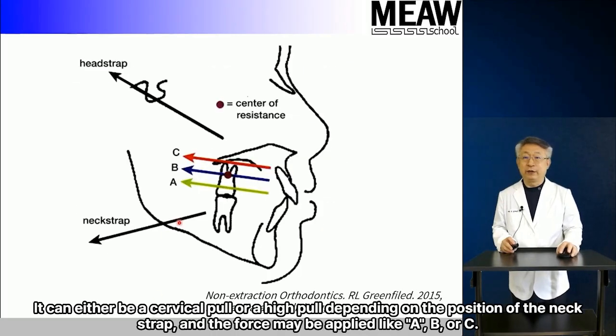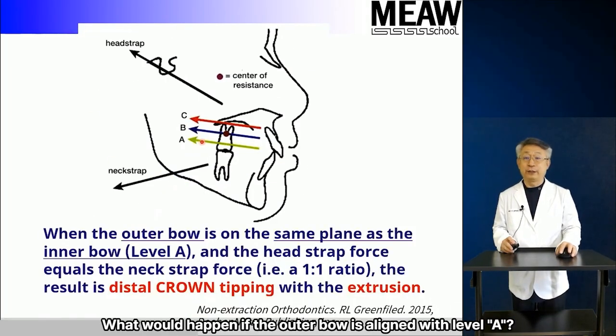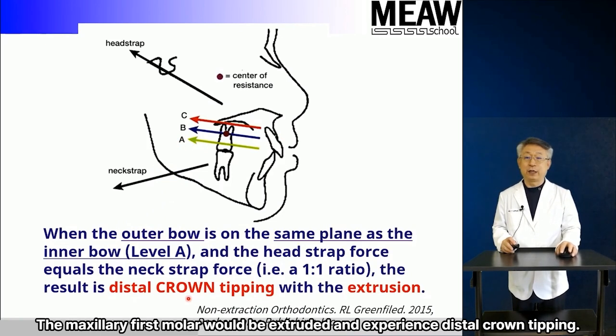It can either be a cervical pull or a high pull depending on the position of the neck strap, and the force may be applied like A, B, or C. What would happen if the outer bow is aligned with level A? The maxillary first molar would be extruded and experience distal crown tipping.